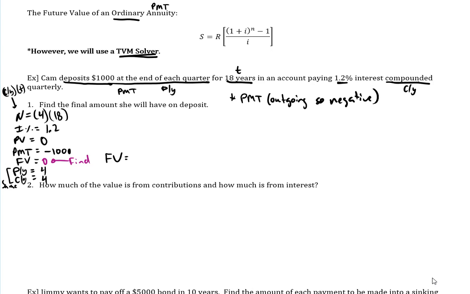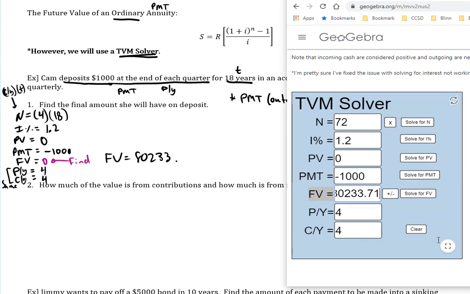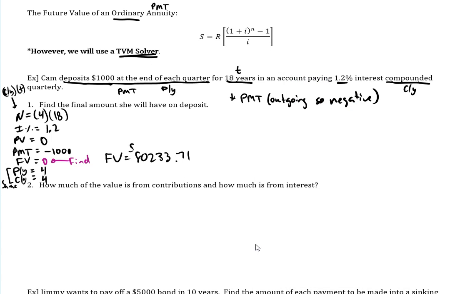80,233.71 cents. Okay, so I couldn't remember the cents. 71. And there we go. That's it. That's the final answer. Find the final amount she'll have on deposit right there.